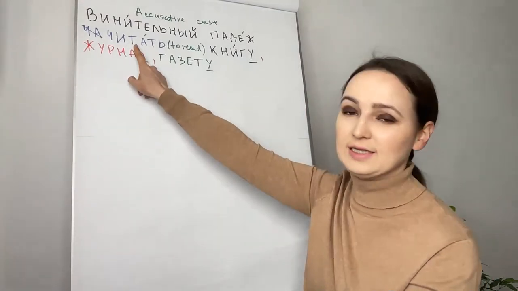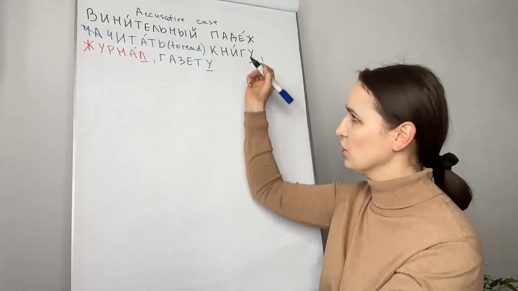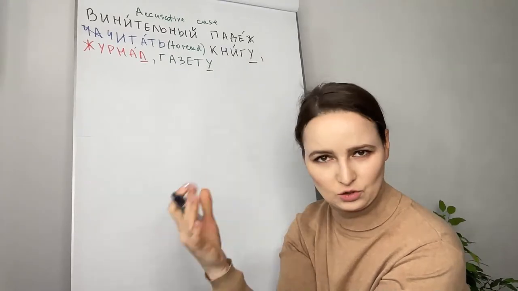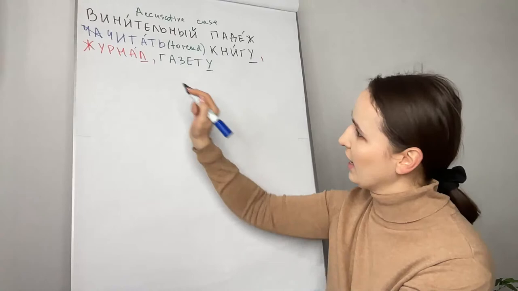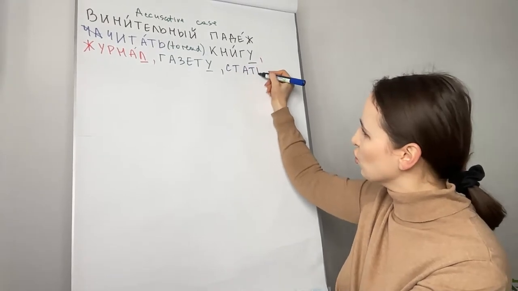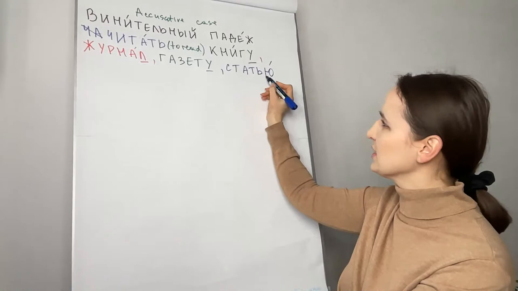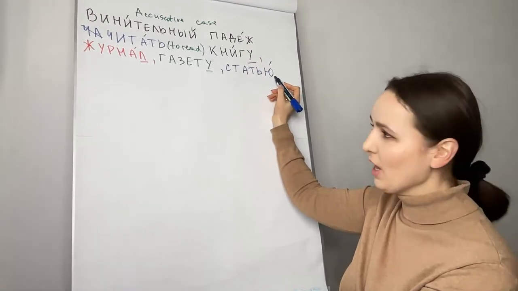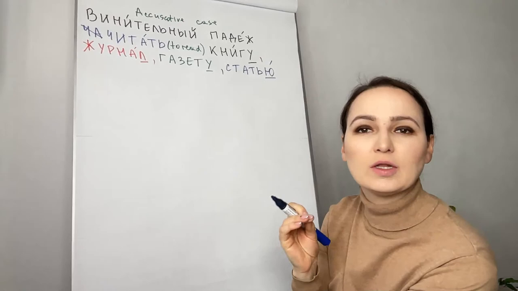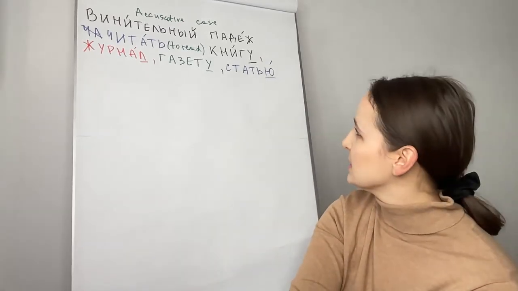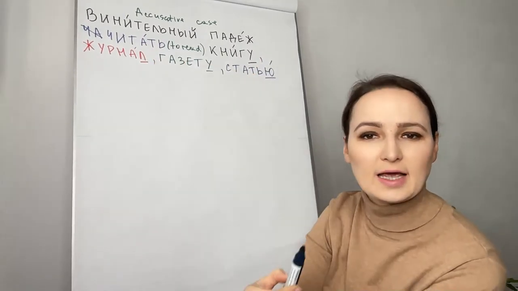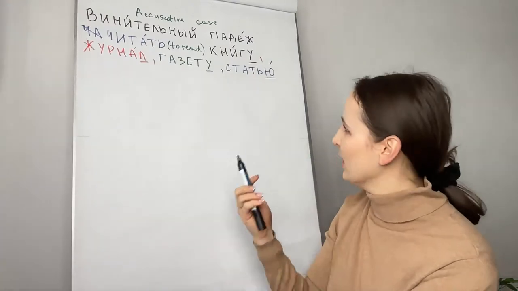Дальше. The next word. Читать. And следующее существительное. The next noun is статья. Статья is an article in a newspaper. So I'm reading an article. Я читаю статью. So, статья in nominative ends in я, but in accusative you have to replace я with ю. Статью. In accusative only feminine nouns change. Читать статью. To read an article. Скажите, say, читать статью. Молодцы, очень хорошо.